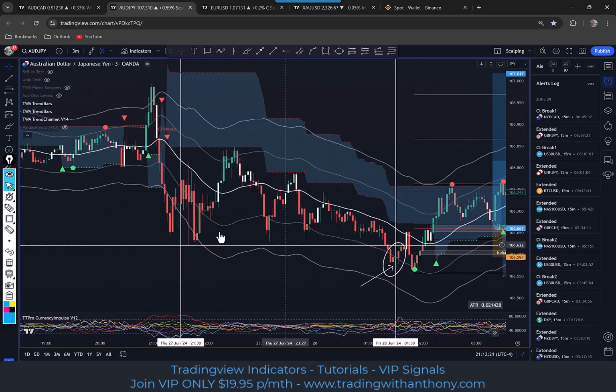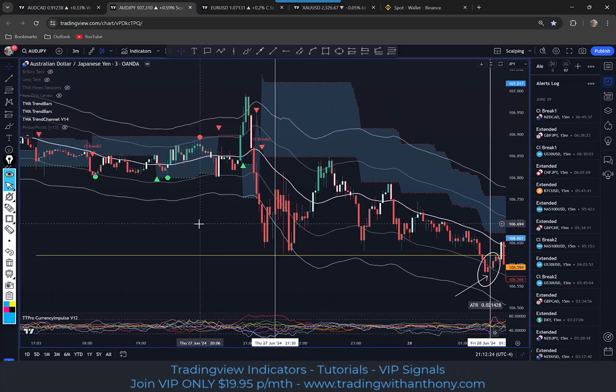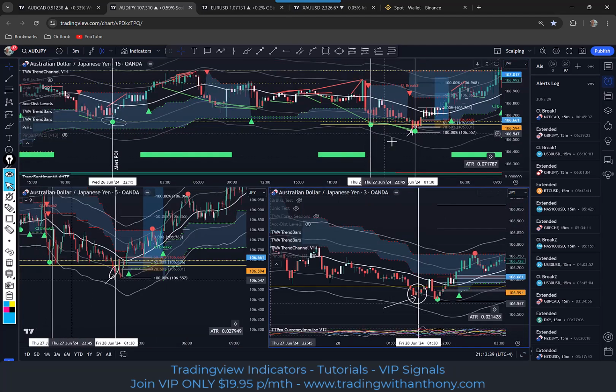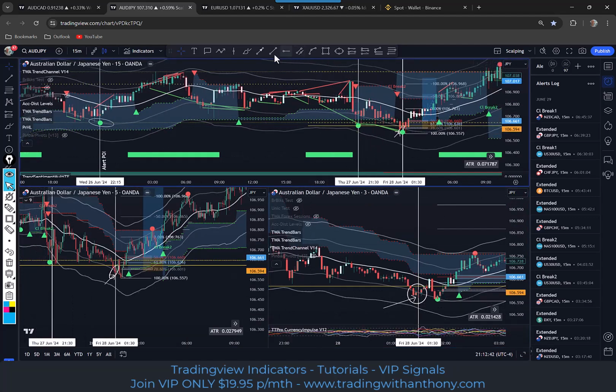Now, we've got another one here. Now, here's the thing. See this one? We don't have the go-ahead to get involved. Okay, now, this is where the 3-minute chart comes into play, and it's really important. Let's have a look at this. See, this is the signal here. All right, let's have a look at that on the 3M.